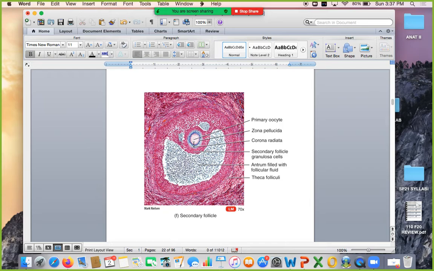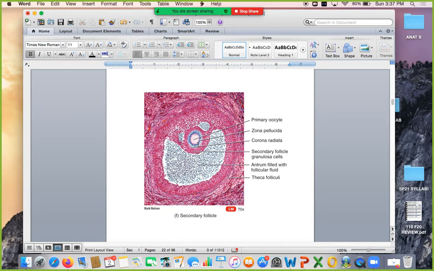Now, you may recall the analogy that I gave in class went something like this. You have a tennis ball. The tennis ball is the oocyte. You put the tennis ball inside a nylon stocking. That nylon stocking is the zona pellucida. It's a very thin layer, but it's a pretty strong layer to prevent you from getting into that tennis ball, right?